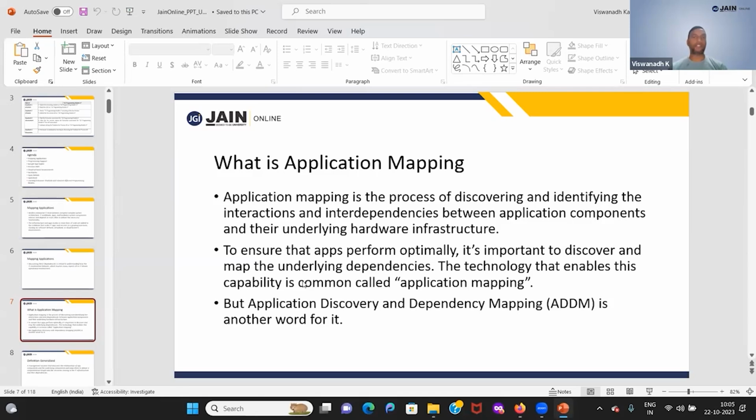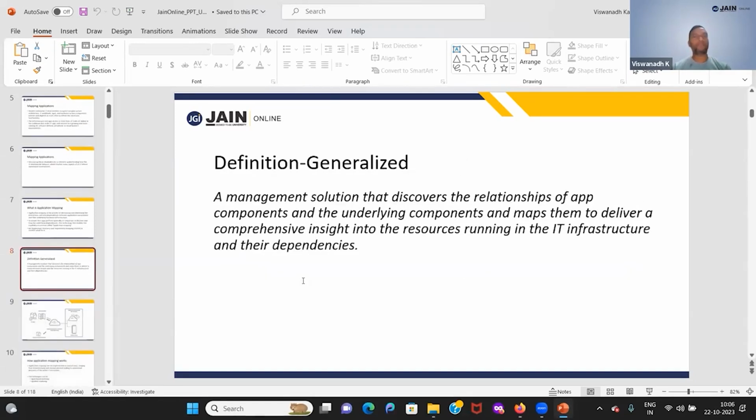The technology that enables this capability is most commonly called application mapping. So all the dependencies required to map the application functionality are called application mapping. But application discovery and dependency mapping is another word for it. It is the management solution that discovers the relationship of application components and underlying components, and maps them to deliver comprehensive insight into the resources running in the IT infrastructure and their dependencies.